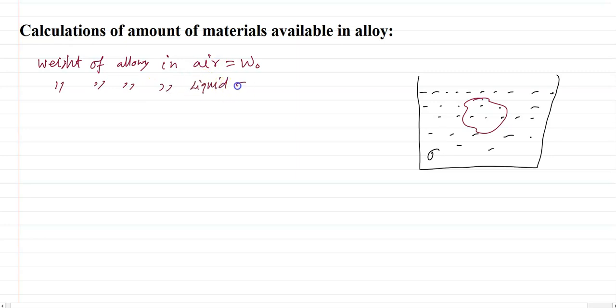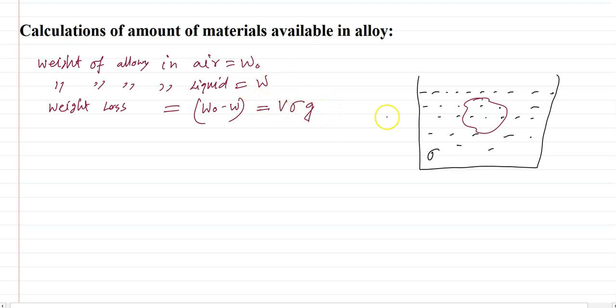Okay, so we have to take some liquid whose density is known to us, sigma, and an alloy material is taken. At first we have to measure the weight of the alloy in air, equal to W naught. Weight of the alloy in liquid equals W. Then the weight loss will be W naught minus W. Then this weight loss will be V sigma G.